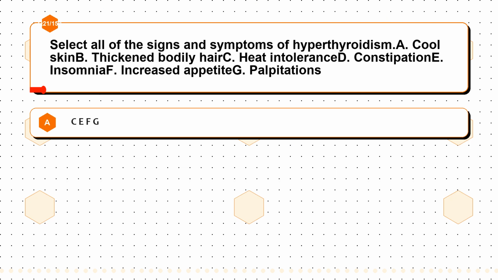Question 21. Select all of the signs and symptoms of hyperthyroidism. A. Cool skin. B. Thickened bodily hair. C. Heat intolerance. D. Constipation. E. Insomnia. F. Increased appetite. G. Palpitations. Here are the options. Option A. C, F, G.